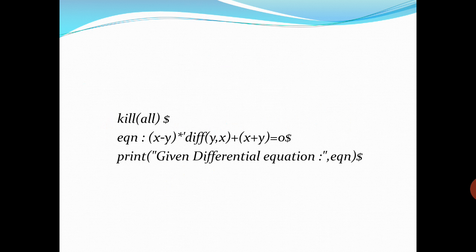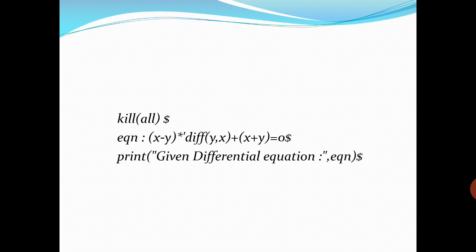Kill all. Usually in Maxima we use kill(all) to clear the screen. EQN, EQN means equation, is (x minus y) star 'diff(y, x), that is, x minus y into dy by dx plus x plus y is equal to 0. This is the given differential equation.